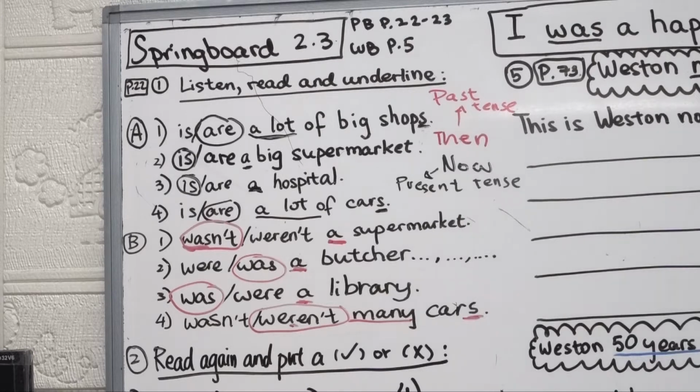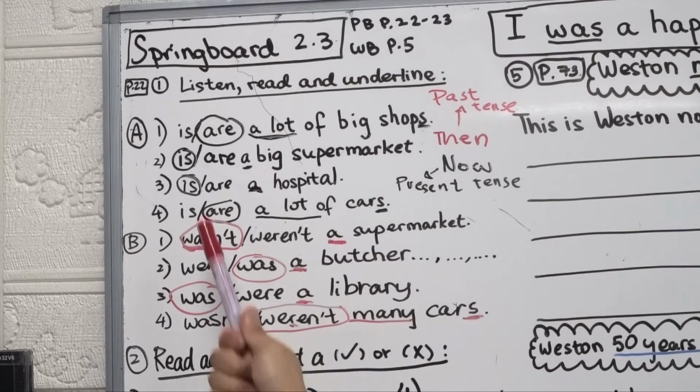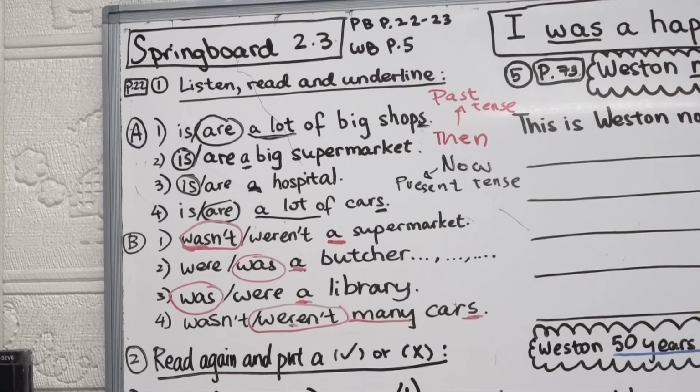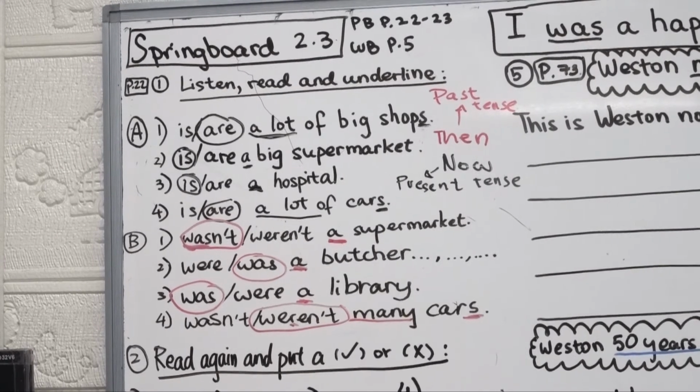Alright, so check your answers. Question number 1, part A should be are a lot of big shops. Number 2, is a big supermarket. Question number 3, is a hospital. Question number 4, are a lot of cars. Part B, wasn't a supermarket. Number 2, was a butcher. Number 3, was a library. And number 4, weren't many cars.